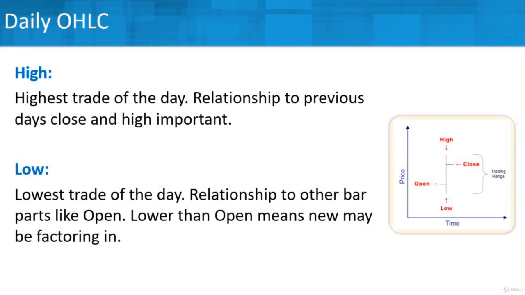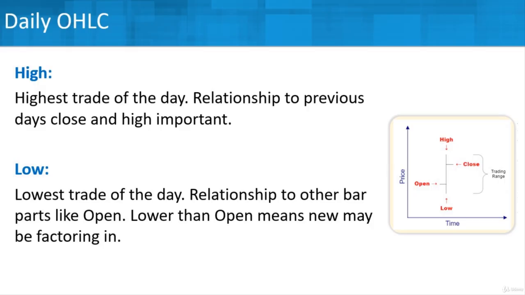Now, with the daily open, high, low, close, you also want to consider the high and the low. What was the highest trade of the day? What was the highest price of that trade, in effect? And the relationship to the previous day's close and high is important as well when you're looking at a series of prices over a chart. Same thing with the low, which is the lowest trade of the day, and you're looking at that relationship to other bar parts like the opening in particular. A lower open may mean that they may be factoring in new information, or trending lower. So you're looking at that range of price bars.